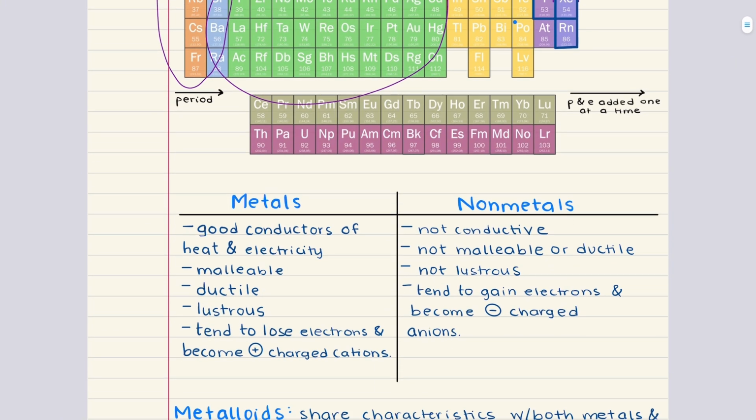First, they are good conductors of heat and electricity. They are malleable, meaning they can be hammered into thin sheets. They're also ductile. That means they can be stretched into wires. They also have a shiny appearance, and they tend to lose electrons and form positively charged cations.